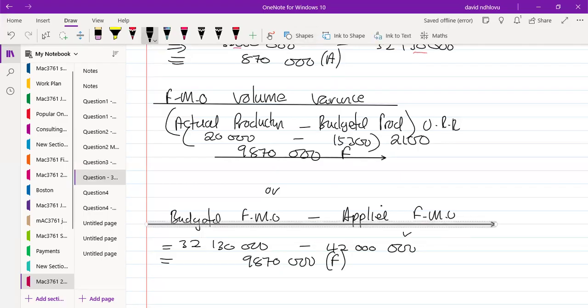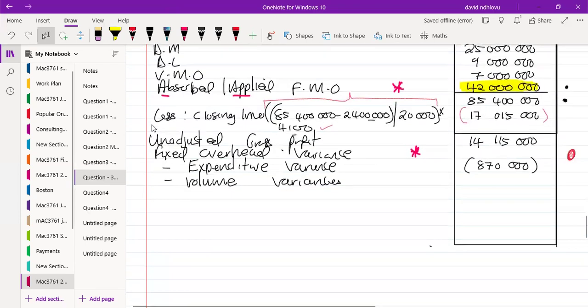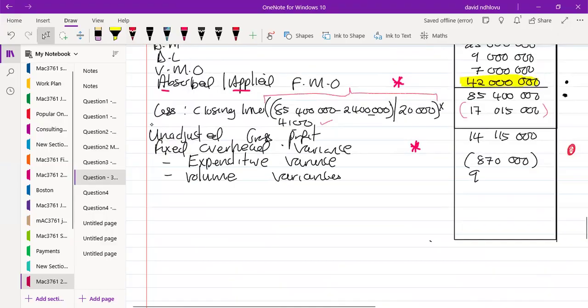You need to master these two at least for direct and indirect costing for test number 1. If you don't have standard costing, you will deal with standard costing later. So there will be more detailed lessons on standard costing later. But for now, you need to master the fixed manufacturing overhead volume variance. So now you then have a positive figure of 9,870,000 here, which is positive.